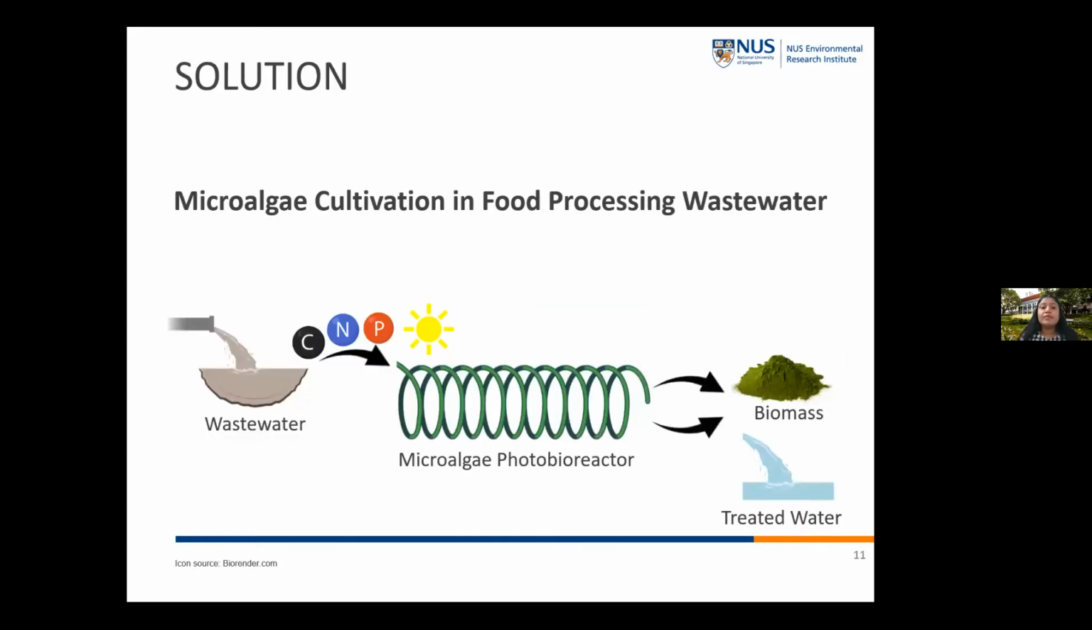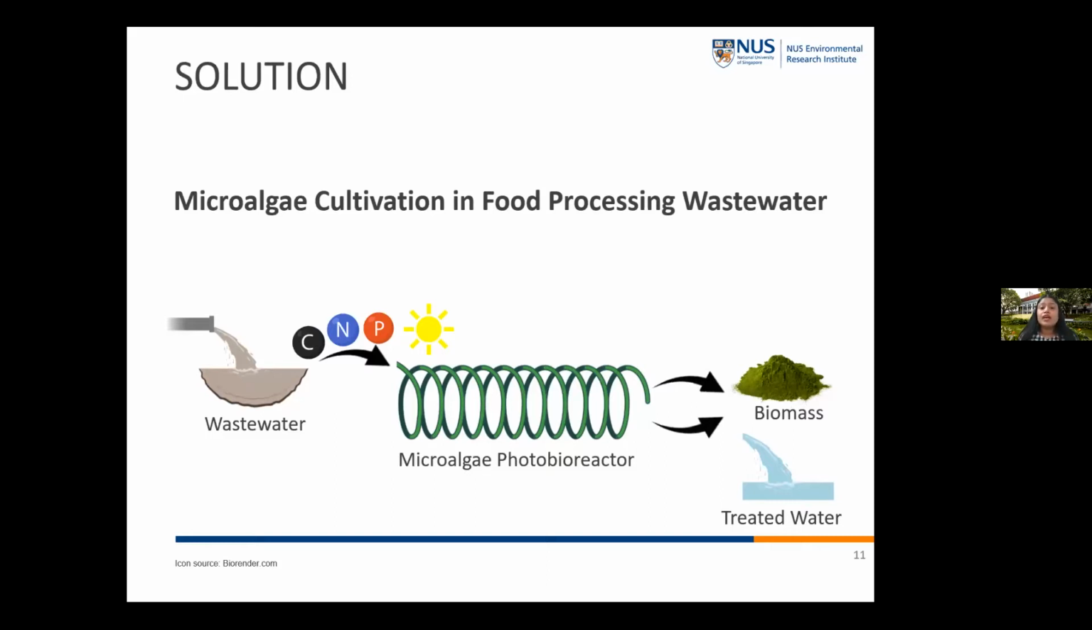So coming back to our solution, there are two problems. We have food processing wastewater, which contains significant amounts of organic carbon, nitrogen, and phosphorus, and it needs to be treated before discharge. On the other hand, we have microalgae cultivation, and the problem there is securing the raw materials. So why don't we integrate these two?